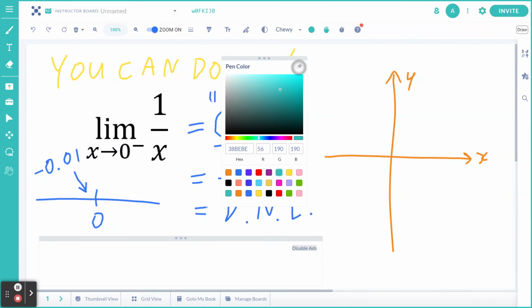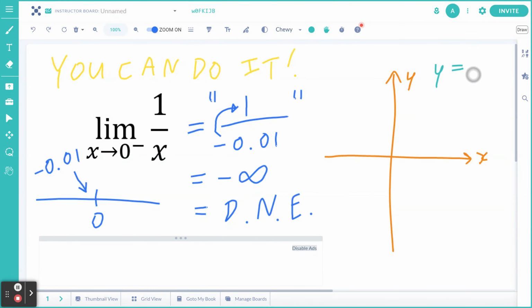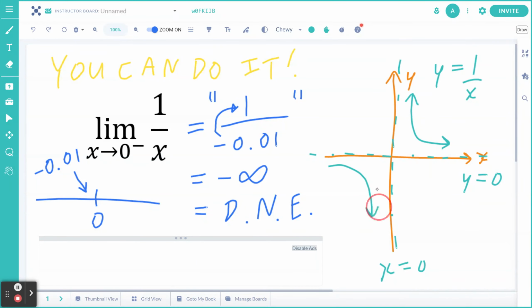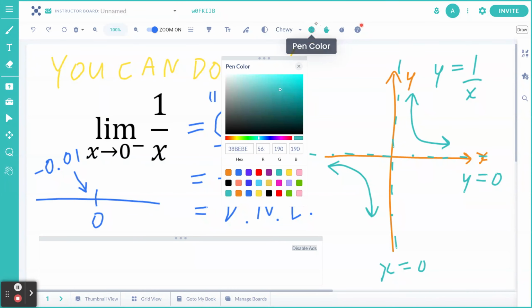So if you go back and you're graphing y equals 1 divided by x, recognizing there is a vertical asymptote at x equals 0, and recognizing there's a y equals 0 horizontal asymptote, the graph, roughly speaking, looks something like that. Now, here's how you double check. You're finding the limit of this function as you're approaching 0 from the negative side. So I take a different color here.